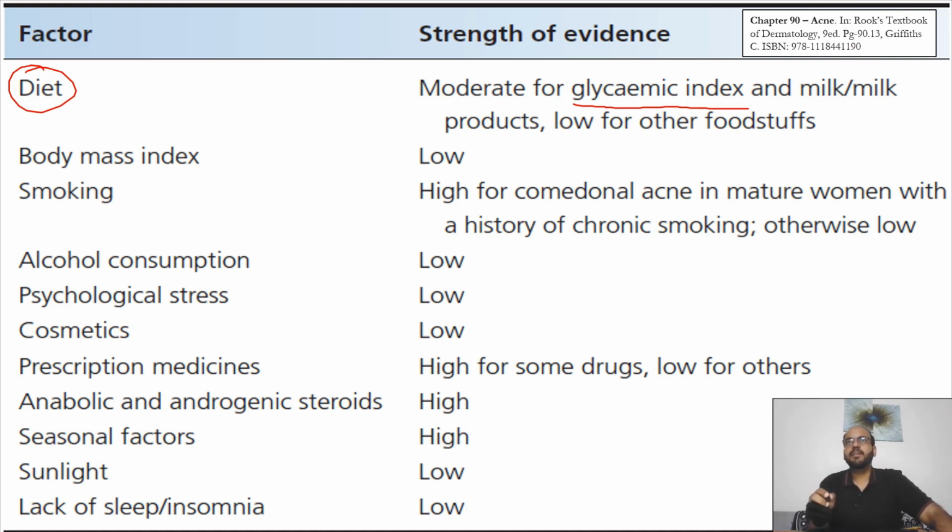Glycemic index is the property of a food, how much it will lead to a sugar spike after oral intake. Okay, if a food leads to a very high sugar spike, then it has a high glycemic index, and vice versa for low glycemic index. Food products like ice creams, sugars, or desserts are foods of high glycemic index. Additionally, milk and milk products have moderate evidence, so you can ask to avoid them, but you don't have to restrict them as such. Body mass index has a low strength of evidence.